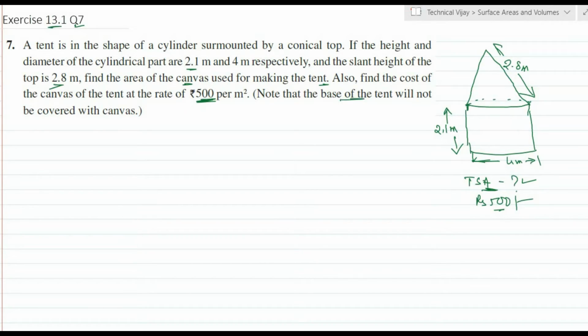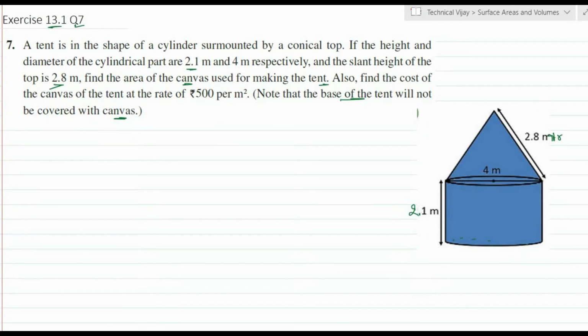Note that the base of the tent will not be covered with the canvas. So the base area we have to deduct here. I will put a neat diagram here. So here we have to find out the total curved surface area, because the base portion is not there. So only curved surface area we have to calculate. So total surface area is equal to curved surface area of cylinder plus the curved surface area of cone. These two things we have to calculate.